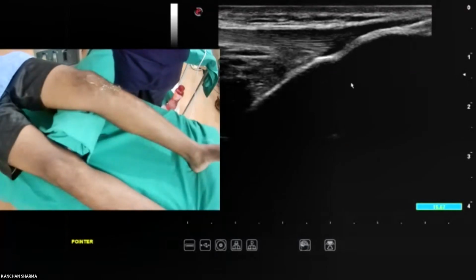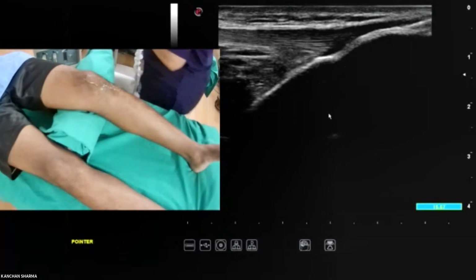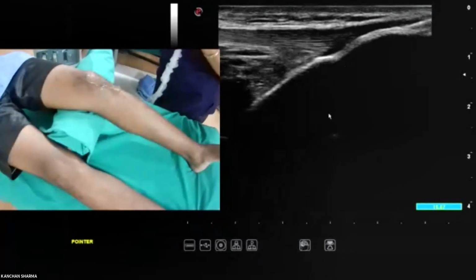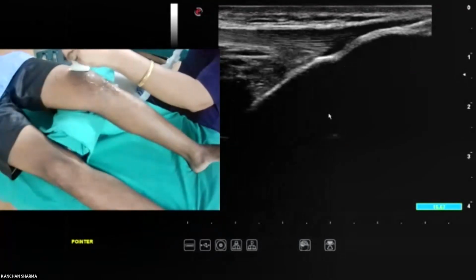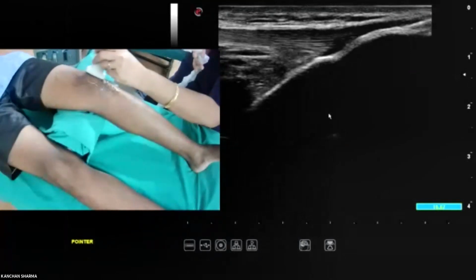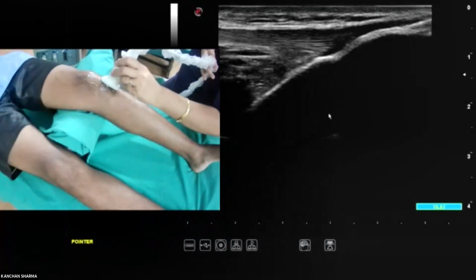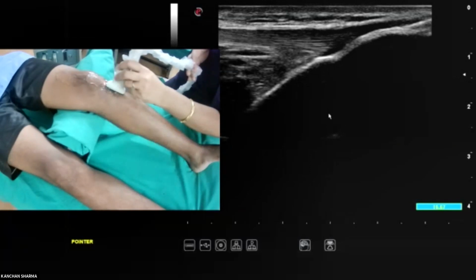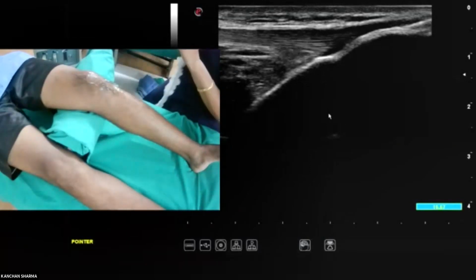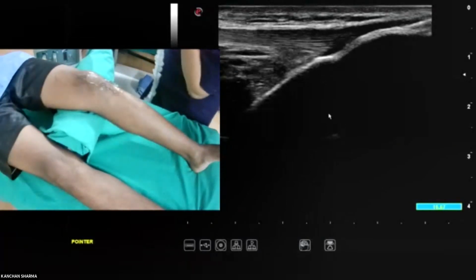So you need to follow it fully up to its insertion. Do not stop here once you start looking at this white hyperechoic thing. And now learn the position of the probe for it. So first we have checked here the quadriceps tendon, then we have come over the patella, then we have come over the infrapatellar area, and then you should slide it until you see the attachment of your patellar tendon. So these are the movements of the probe, and this is exactly what you see in the anterior aspect.